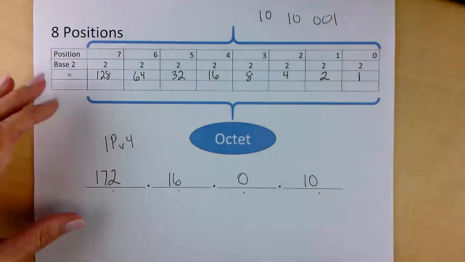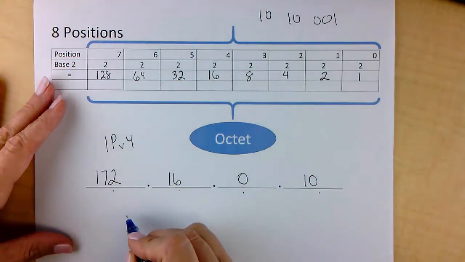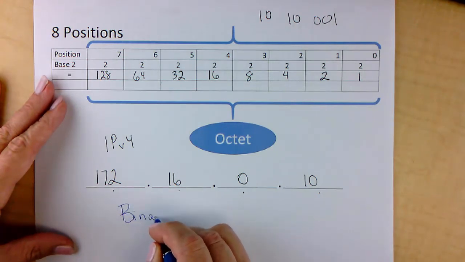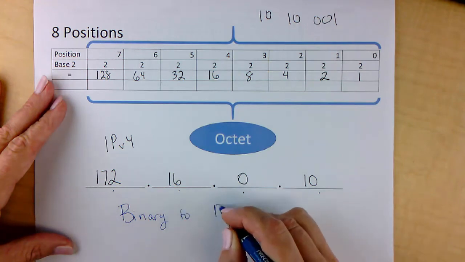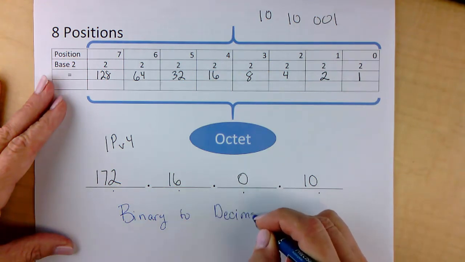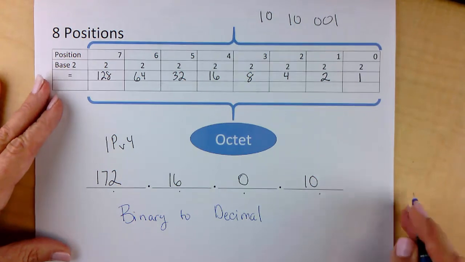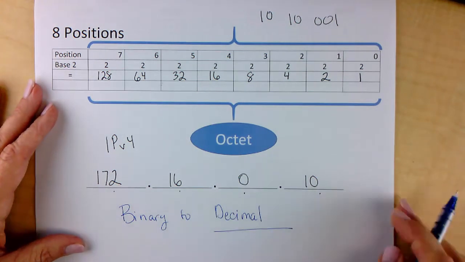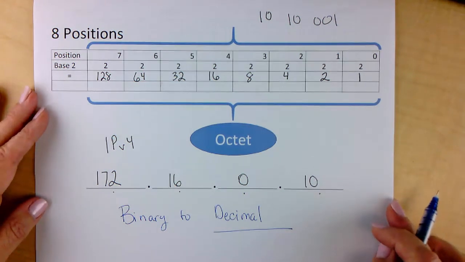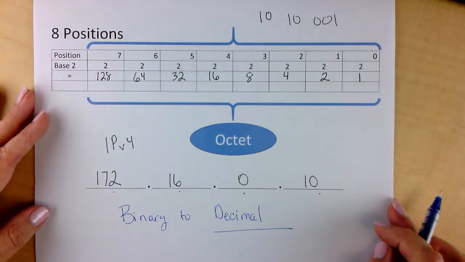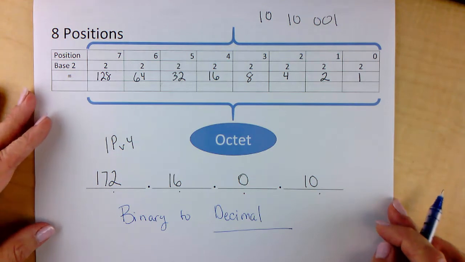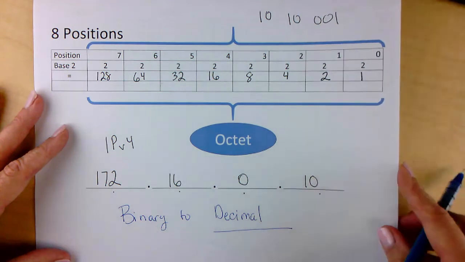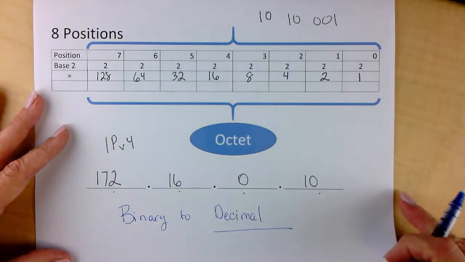What I want to talk to you today is how do we convert a binary number to a decimal number. Machines and computers think in binary, we think in decimal. So it's going to be pretty hard for us to do things if we're always trying to figure out how to read something in binary. So we're going to learn how to take the binary number and convert it to the decimal equivalent.